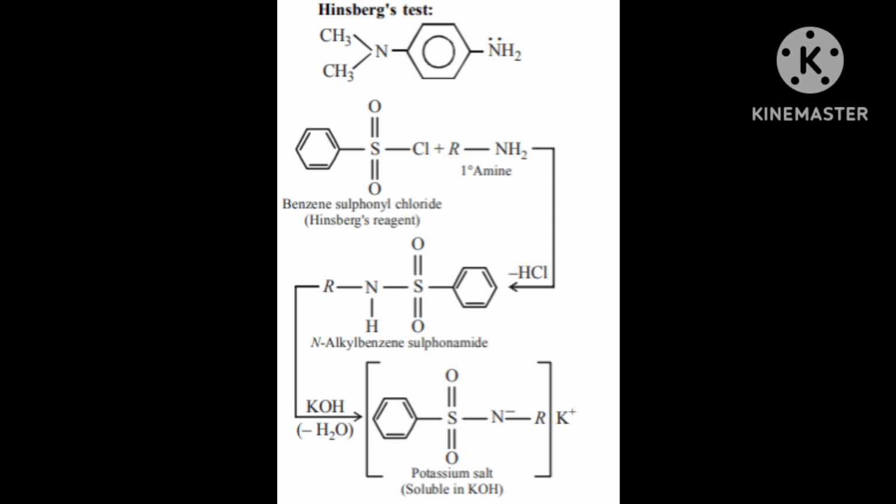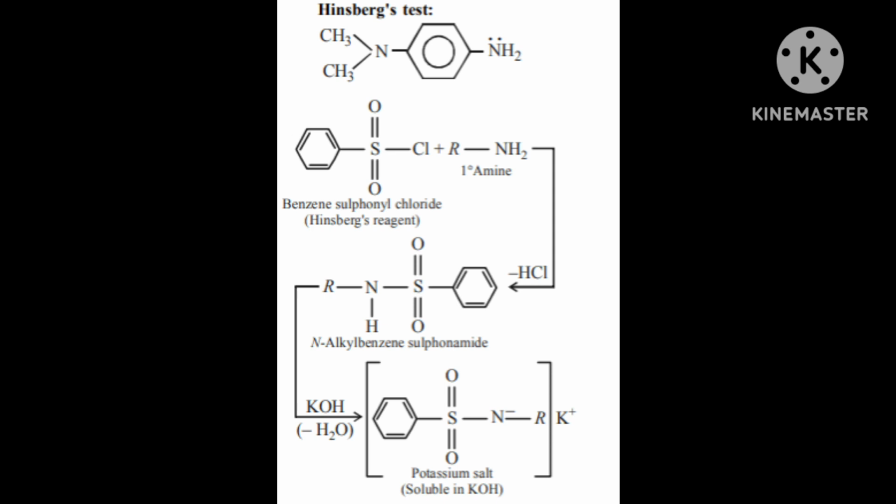This reagent reacts with primary and secondary amine to form sulfonamide. I am telling you the reaction. The reaction of benzene sulfonyl chloride with primary amine yields N-ethyl benzene sulfonamide. See, the reaction is very easy, only the structure is big.